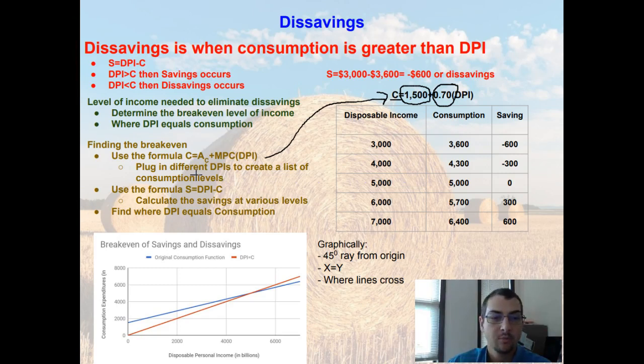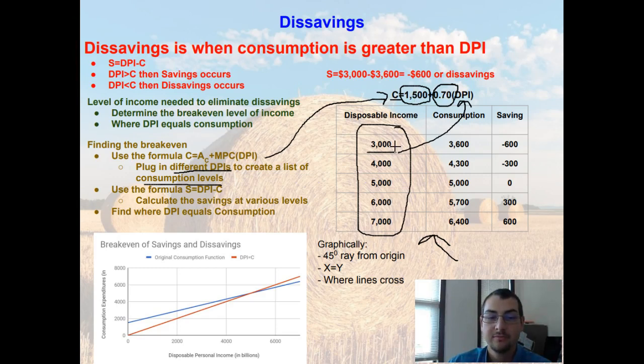So here's what we're going to do. We're going to plug in different levels of disposable personal income to create a list of consumption levels. That's what we're doing right here in this table. We have a list of disposable incomes, and we're calculating the consumption level. So at 3,000, we plug 3,000 into disposable personal income, and we find that 3,000 times 0.7 gives us some number, plus 1,500, that gives us 3,600. We plug this 4,000 into the same equation, and we find that consumption is 4,300.